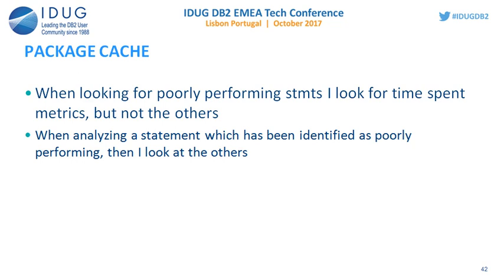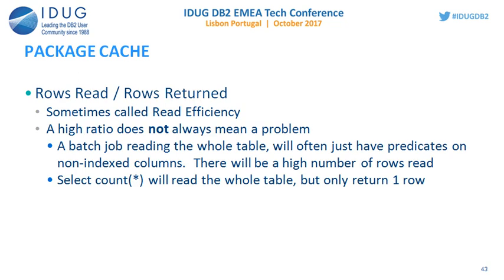When I'm analyzing a given statement, I'll look at all the other columns. So for example, rows read divided by rows returned. Some people call it read efficiency. If DB2 has to read a lot of rows to return only a few, that's not efficient. But a high ratio doesn't always mean a problem. If you have a batch job reading the whole table with predicates on non-index columns, you have to read every row. It's going to be high.